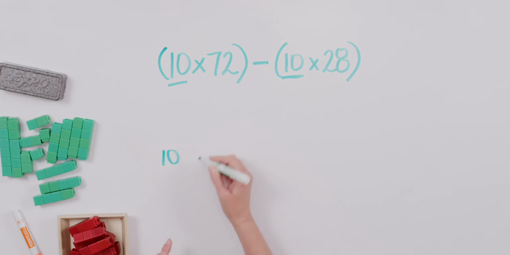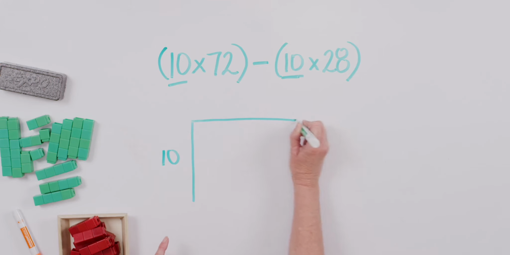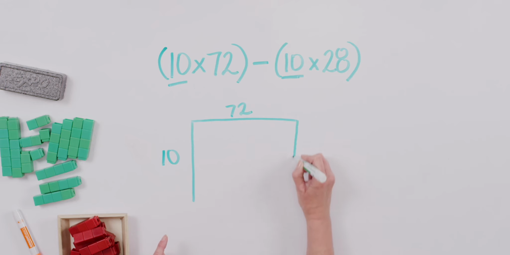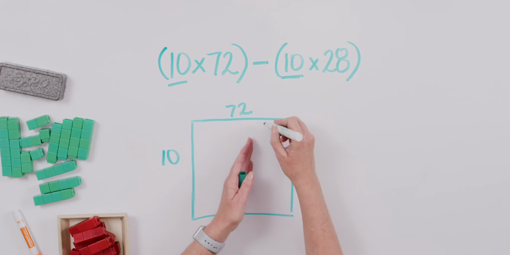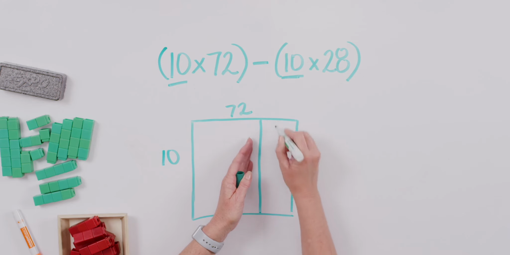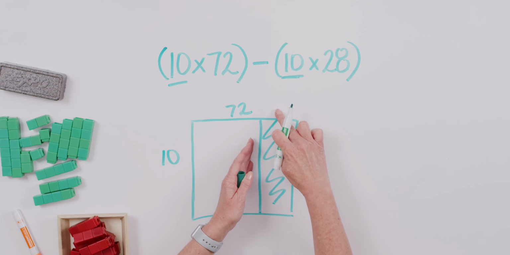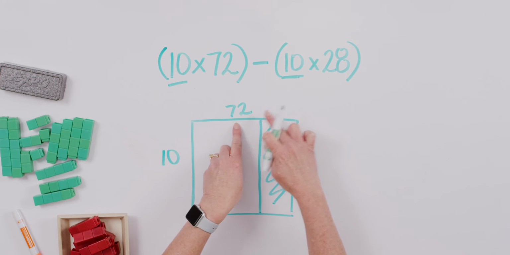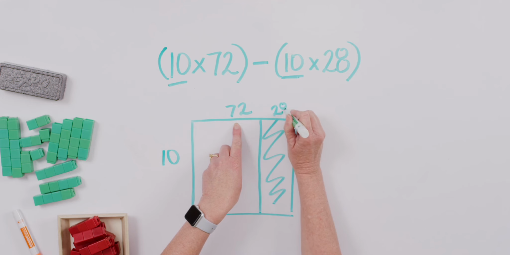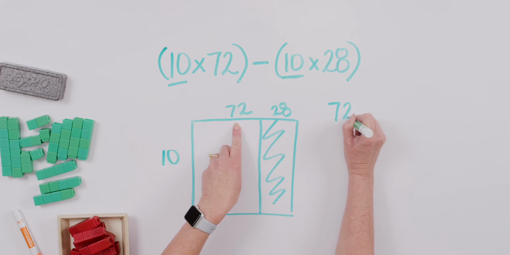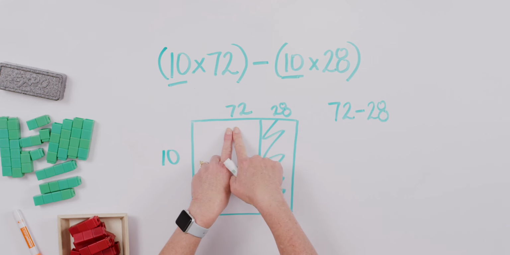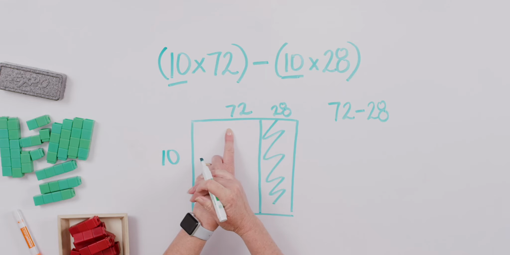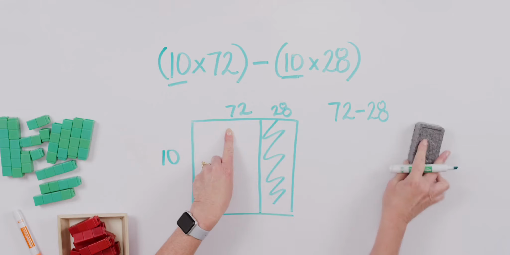I wonder if we can just draw it this time. Can you imagine your 10 by 72? But we need to subtract a 10 by 28. So we need to take off 28. Okay. So what would 72 minus our 28 be? If we took our 72 and then we subtracted our 28, that could give us this number right here, right? But we don't need to evaluate it right now. We're just going to write the expression.